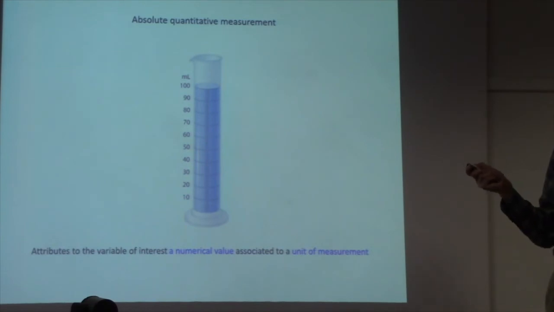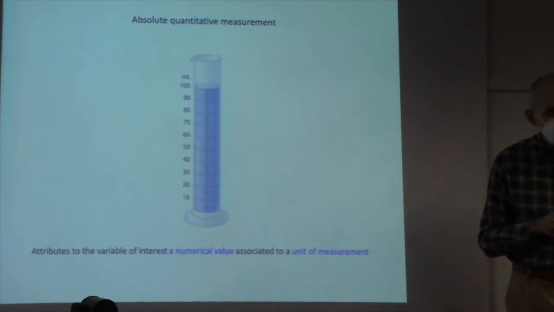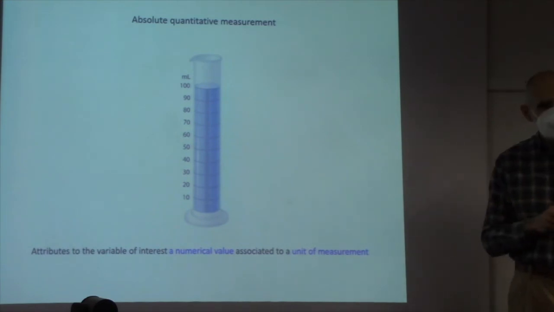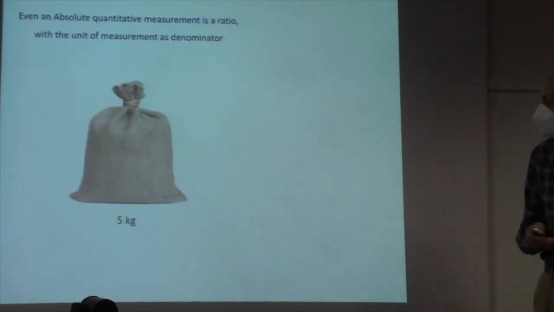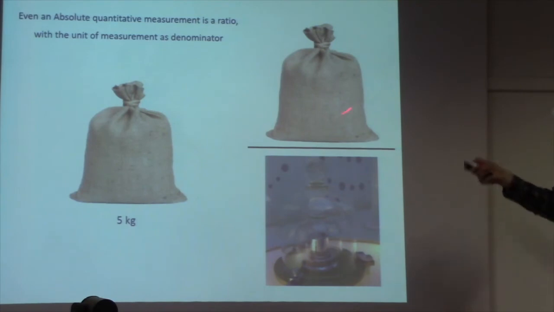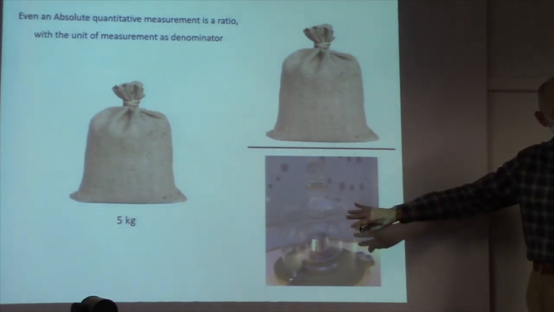Even absolute quantitative measurements, in reality, are ratios, like relative measurements. The denominator is implied. It's not stated, but it's there. When we say that this sack here weighs 5 kilograms, it means 5-fold the kilogram of reference. So we never mentioned this, but it's there.